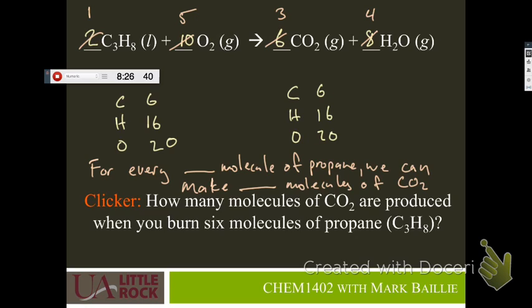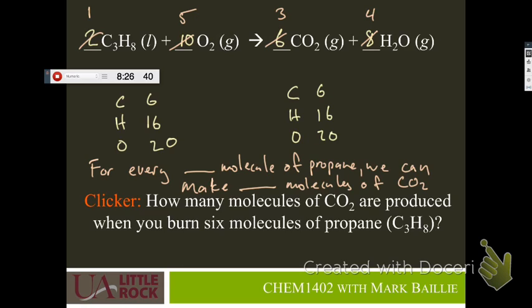Great. Did anyone else have a different set of numbers here? Sarah? Nice and loud. You can do 6 molecules of propane and you can make 18 molecules of CO2. You guys hear that? Okay, Joey.